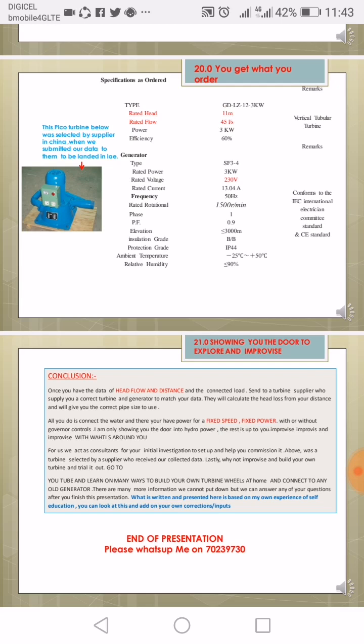Now, they are offering a 3 kilowatt turbine, direct coupled. Its efficiency is 60%, and the rated voltage is 230 volts. 230 volts can work on any equipment at 240, 220, 200 to 245, it will still work. And 50 hertz is what they calculated. On top speed, when the turbine is running, the rated rotation speed here is 1500 RPM. Single phase gives a minimum of 240 volts or so.